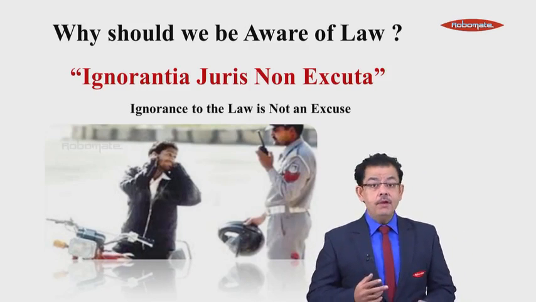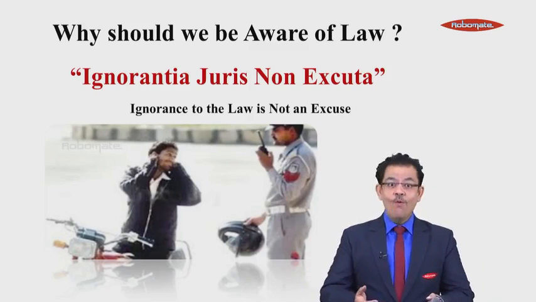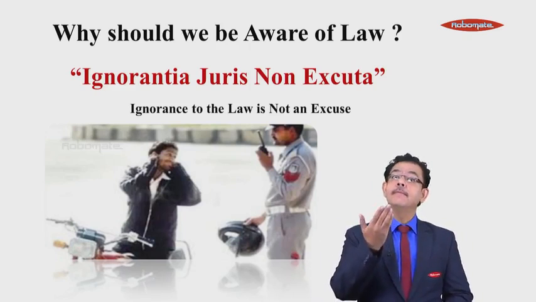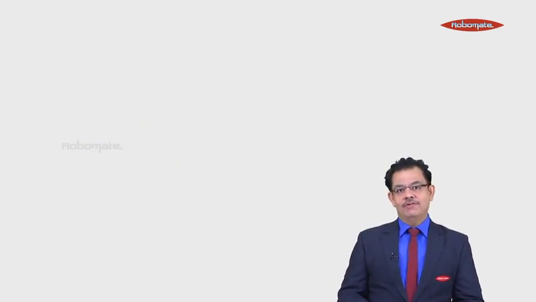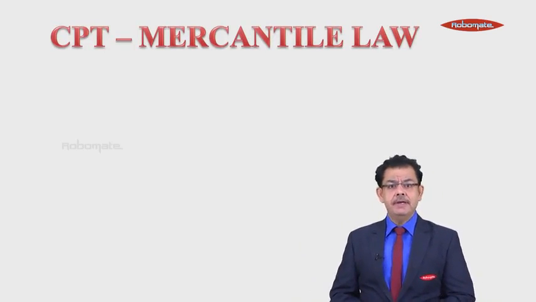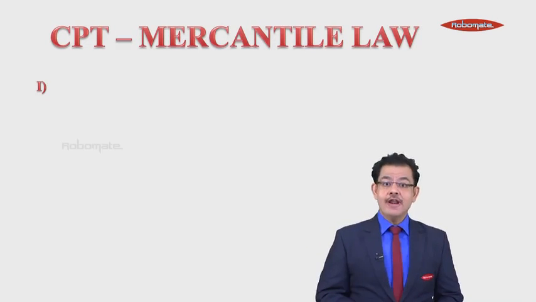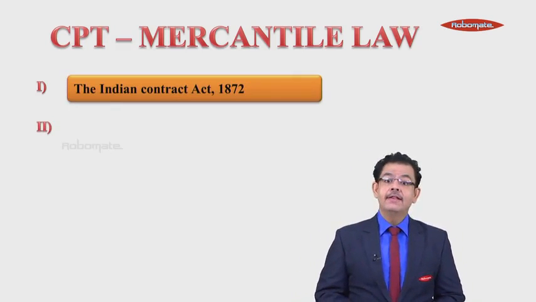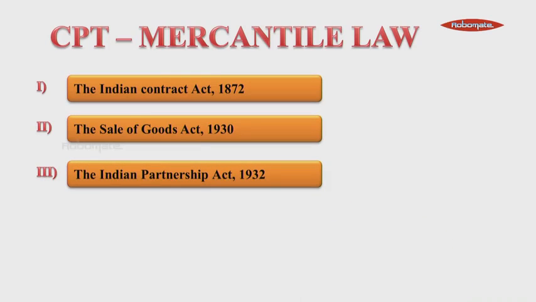Okay. So when we have got these two points about the law zipped up in our mind, that is, what is law? Conduct. Should we be aware of the law? Yes, because of this maxim, ignorantia juris non excusat. Now we can proceed with our CPT Mercantile Law. Your CPT Mercantile Law comprises three acts. The very first one is the Indian Contract Act of 1872. The second act is the Sale of Goods Act 1930. And your third act is the Indian Partnership Act 1932.